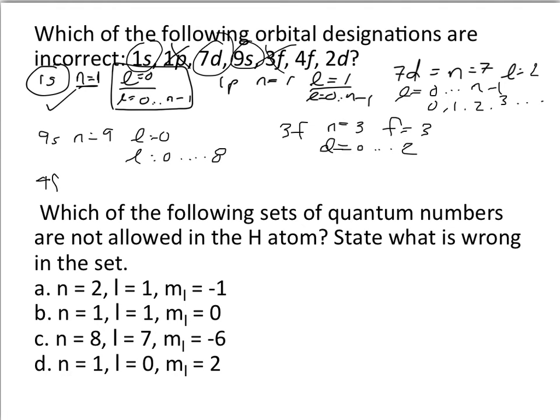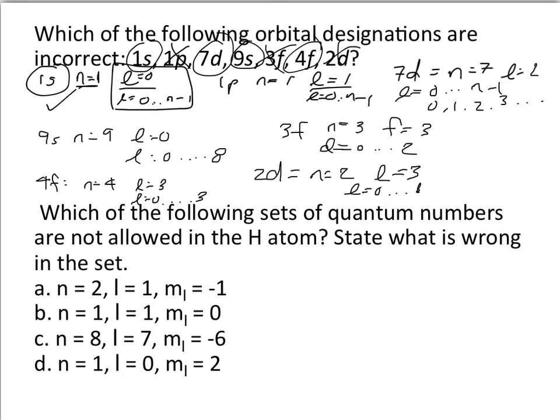Let's see, 4f. n equals 4. L equals 3. L is equal to 0 and everything between up to 3, so 4f is acceptable. Last but not least, let's do this 2d example. n equals 2, L equals 3. L is equal to 0 all the way up to n minus 1. In this case, that would only be up to the p orbital, up to 1. So 2d is not an option.